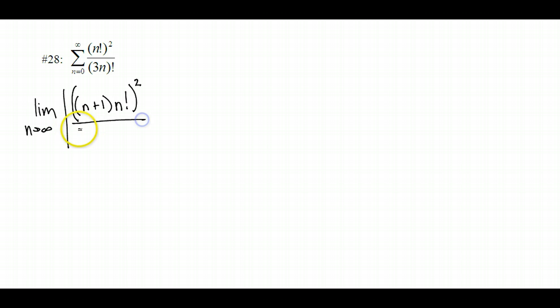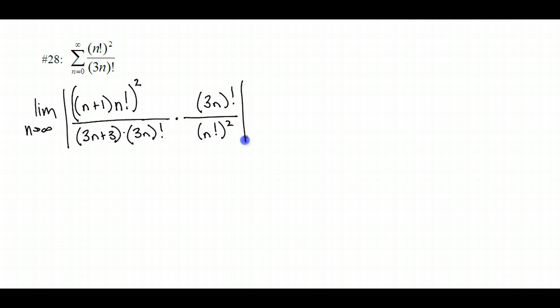This is divided by, remember now this becomes 3n plus 3. Instead of putting factorial here, this is times. It's not 3n plus 2, but it's just 3n, and then that's factorial. Multiply by the reciprocal of the original, 3n factorial, divided by n factorial squared. Obviously the 3n factorials simplify out. Here it's kind of a strange situation because we have a factorial squared, which doesn't really happen too often. It's pretty rare even.